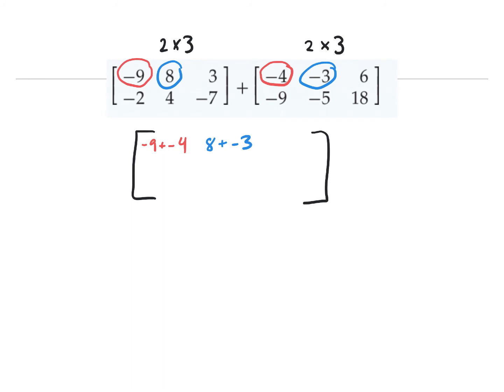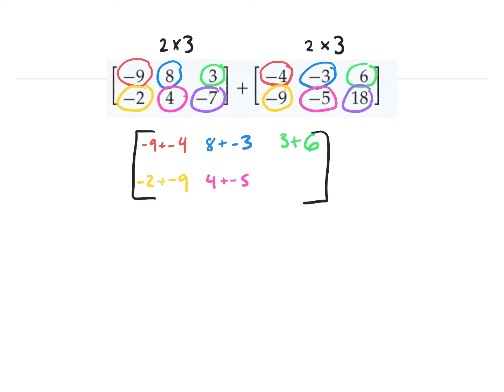And notice how when I add them, they stay in the same position. So upper right-hand corner goes in the upper right-hand corner. So this is 3 plus 6. Lower left-hand corner goes in the lower left-hand corner. So negative 2 plus negative 9. Then lower middle would be 4 plus negative 5. And then lastly, lower right-hand corner, so negative 7 plus 18.